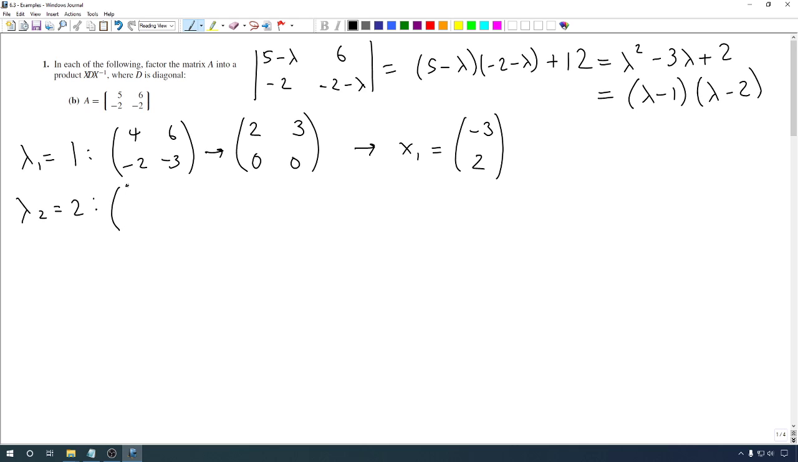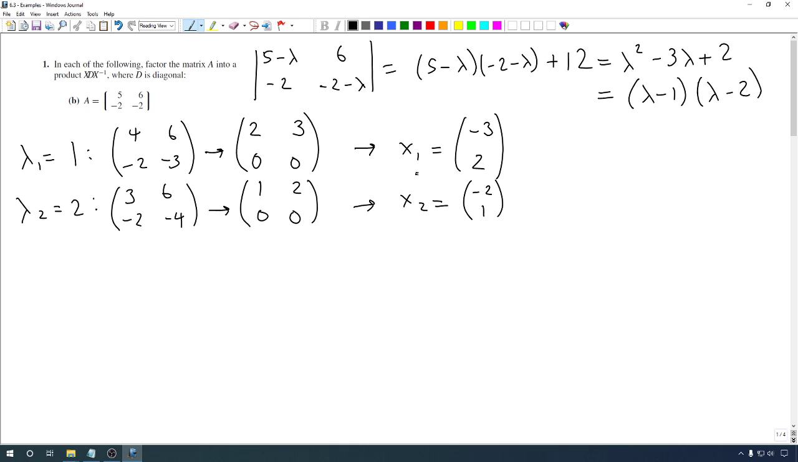Go ahead and take 2 from each of our diagonal elements. That'll leave us with a 3, 6, -2, -4. Again, I'll go ahead and divide my first row by 3. So I get a 1 and 2. And of course, I can use those to cancel out the second row. And now I'm just looking for an x2. This time I will go ahead and pick 1 for my second variable, leaving a -2 for my first variable.